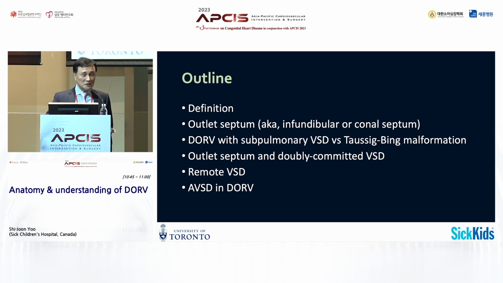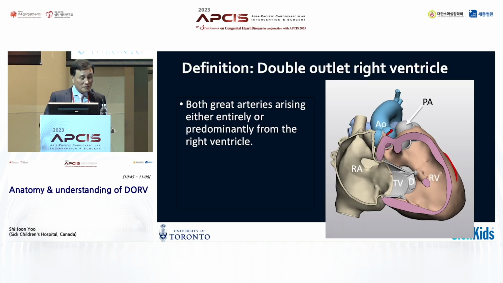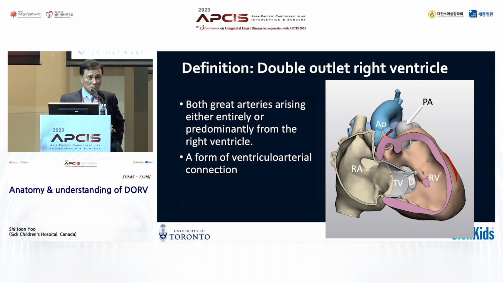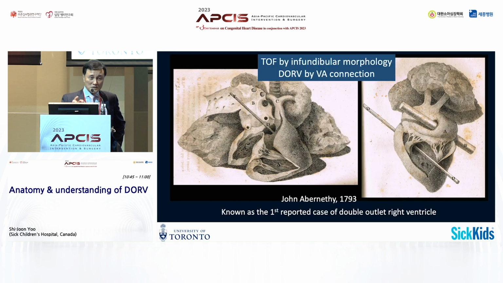That's wrong, okay? I will explain why it is wrong. And then remote VSD, how do you need to define remote VSD? And then what about the AVSD and DORV? Okay. So definition, I think everybody agrees both great arteries are arising either entirely or predominantly from the right ventricle. It is a form of ventricular arterial connection. You can have it with underlying heart in many, many different ways. Therefore, it is not defining the pathology itself. It is just a single part defined.